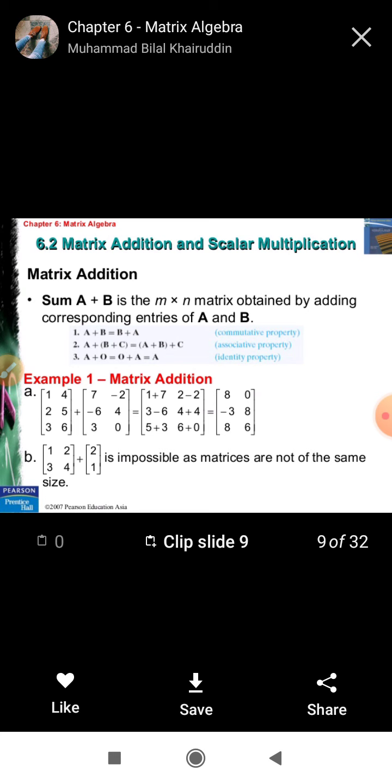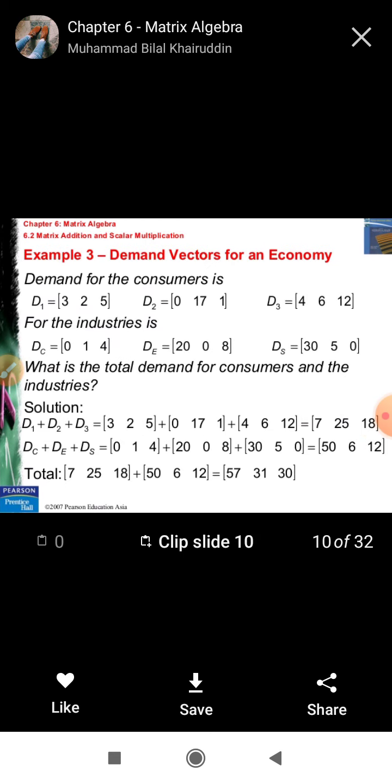Matrix addition. Two matrices A and B are said to be able to add if the number of rows and columns in A is equal to the number of rows and columns in B. It means if the order of matrix A is equal to the order of matrix B, then these matrices can be added. If the order is not the same, then we cannot add the matrices.